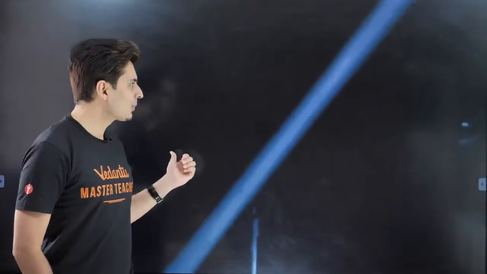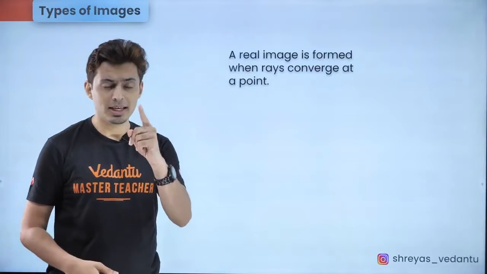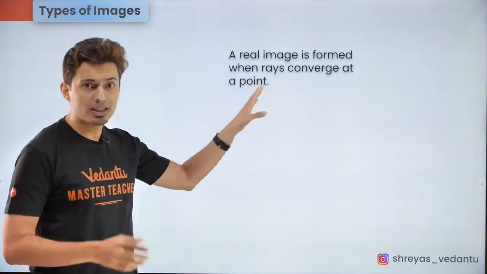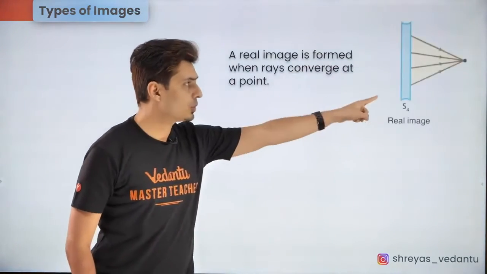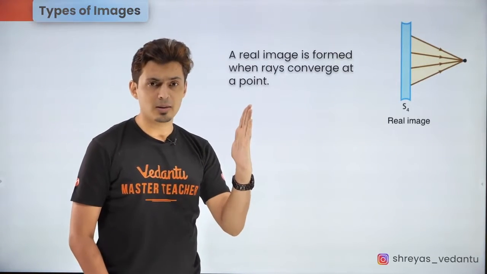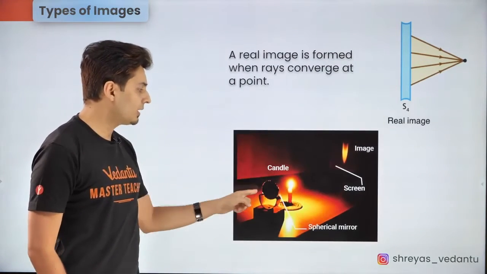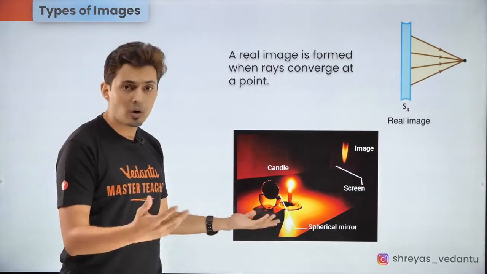So let's get started. Now the first important thing that I want to talk about is the kinds of images. A real image is formed when the rays converge at a particular point, like it's shown over here, and it produces a crisp image on the screen. Yes, real images can be obtained on a screen like the one shown over here using some lenses or mirrors.